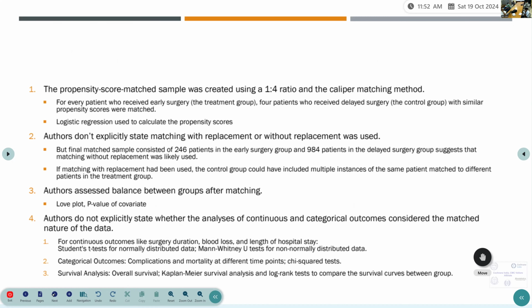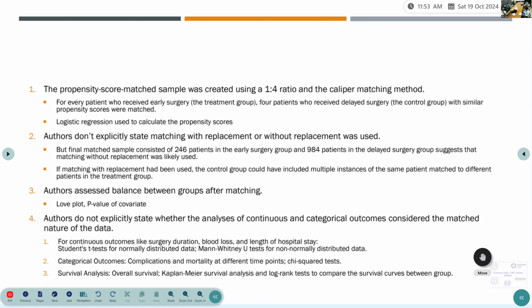Sorry for the busy slide, but these are the answers to the questions for this study. This propensity score matching was done using a 1:4 ratio and caliper matching method. For every patient who received surgery, 4 patients who received delayed surgery, which was the control group, and who had a similar propensity score, were matched. And propensity scores were created using logistic regression, like I mentioned earlier. The authors don't explicitly state whether replacement was used or not, but since we had a large number of controls, it's unlikely that they had to use replacement.